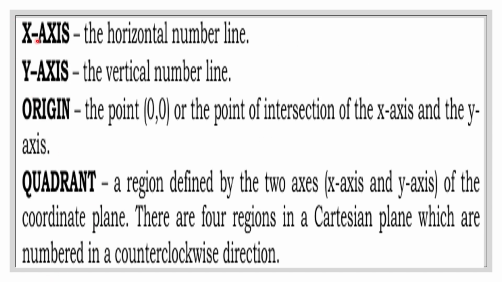So we have the x-axis. It is the horizontal number line. The y-axis is the vertical number line. The origin is the point (0, 0), or the point of intersection of the x-axis and the y-axis. A quadrant is a region defined by the two axes, the x and y, of the coordinate plane. There are four regions in the Cartesian plane, which are numbered in the counterclockwise direction.